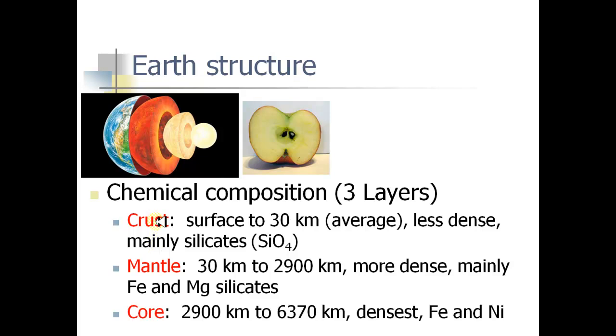And then the last layer is the core. Core extends from the bottom of the mantle all the way down to the center of the Earth, and it is the densest of all the layers because it is made up of primarily iron and nickel, although it's got some gold and platinum and other things in there, and has a density of about 3 to 4 times the density of crust. Actually, even more than that. But in terms of chemical composition, the Earth structure is made up of these three layers: the crust, the mantle, and the core.